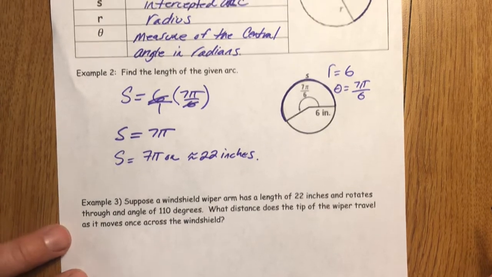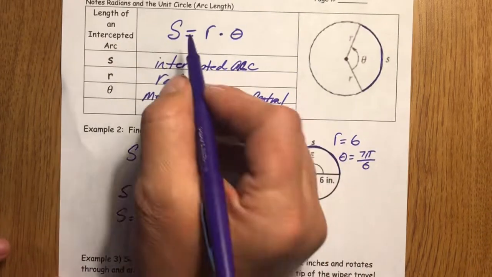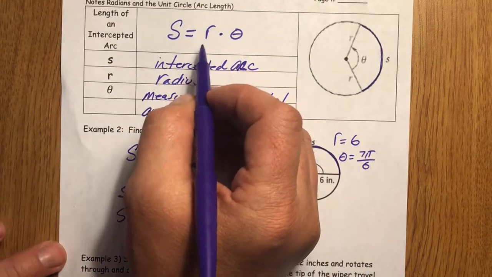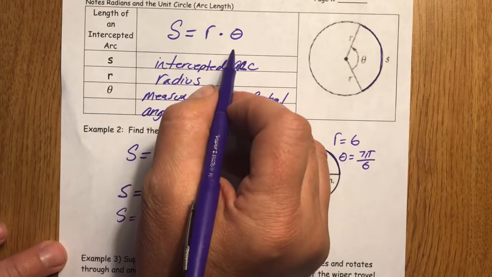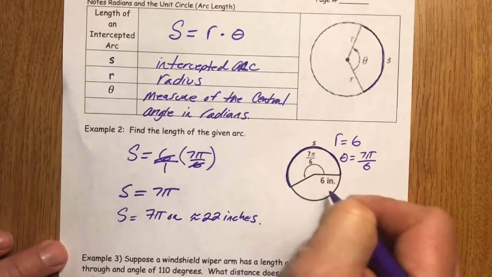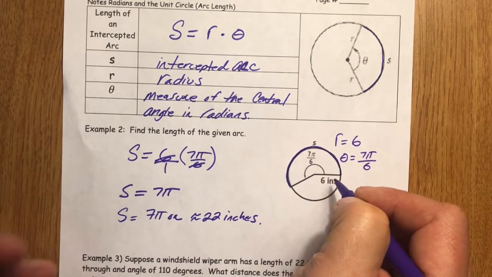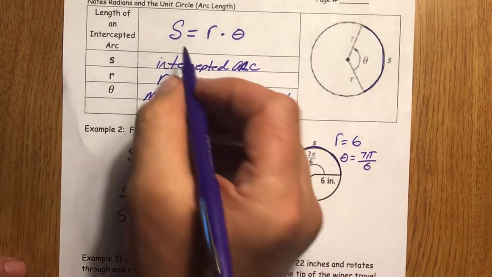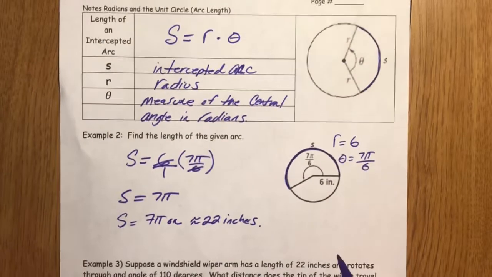All right, guys, we're going to end the notes there. Again, using this formula is not very difficult. All you need to find is your R and your theta. If for some reason they gave you the S and one of the other two, you could find any of these. Just set it up into the equation and solve for that variable.